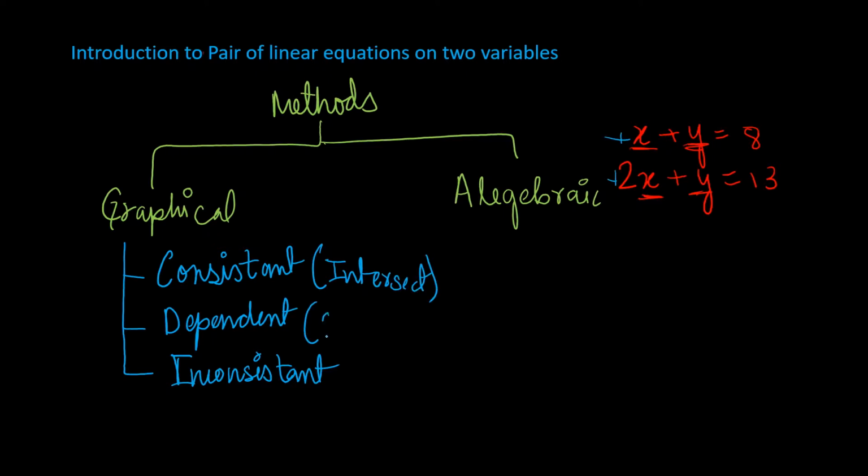When they are coincident, that is they are the same line, that is called dependent. And inconsistent is when they are parallel and they don't have any solution.